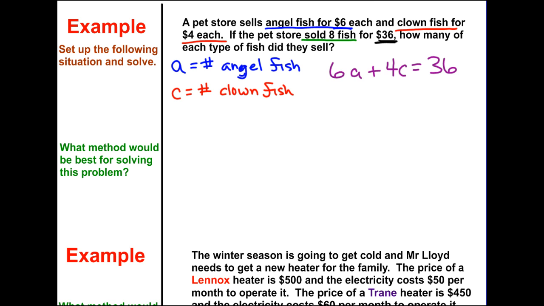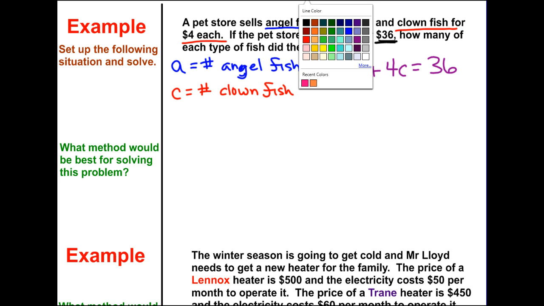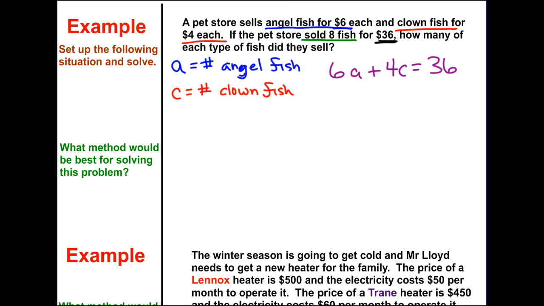The second equation is sometimes hard to find for folks, so let's do that one. It's going to be how many total fish we sold. Well, our total fish is 8, and how do you figure out the total? Well, you add up the amount that you have of each. So it's just A plus C equals 8.